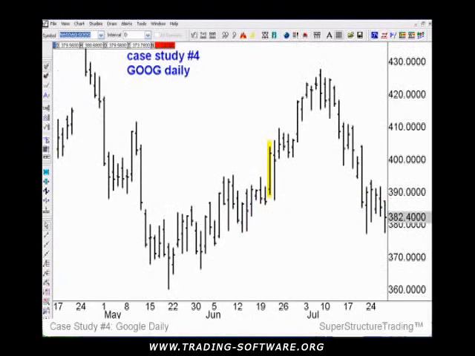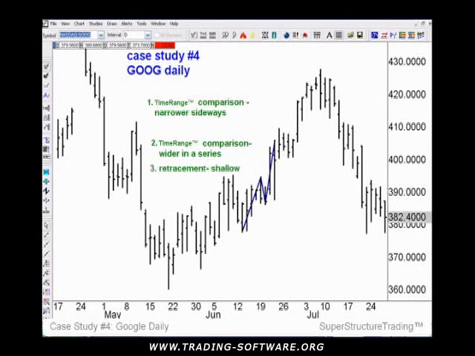So when this bar breaks above two pivot highs, this one and this one, number one, time range comparison shows narrower sideways. Number two, time range comparison shows wider in a series. And number three, the retracement associated with the breakout bar is somewhat shallow. It is not even 61% deep.